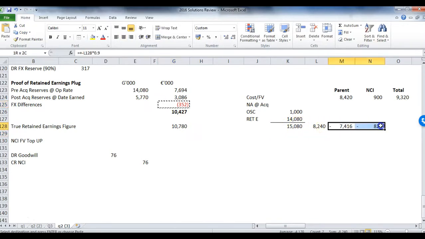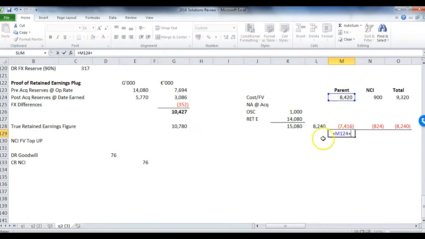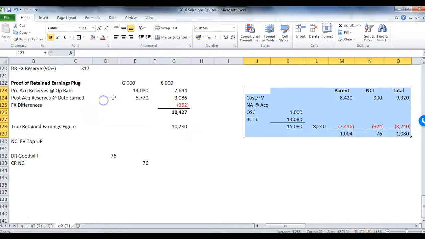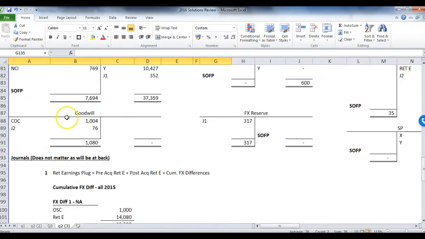I'll just do these normally. And then you do your overall goodwill calc for each of them, which is the cost or the fair value less their share of net assets, which is 1004, 76, and the total 1080. So again, it's the exact same approach, you just may do it differently. Each way is entirely okay as long as you're able to track the impact on each of the accounts. But the overall result is there's 1,080,000 of goodwill at acquisition. Okay, that's how that's captured, 1080.